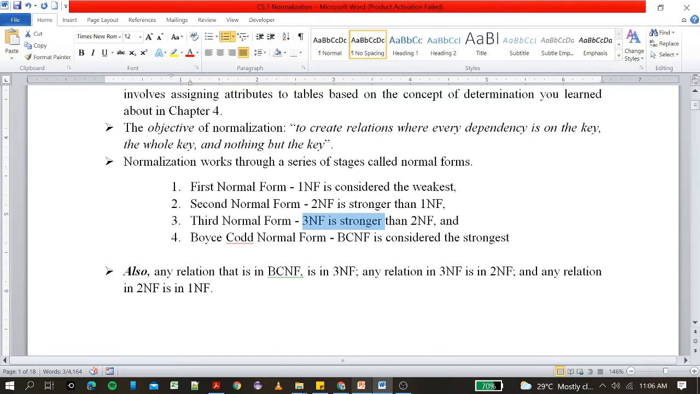Also, any relation that is in BCNF is in 3NF. So, any relation in 3NF is in 2NF and any relation in 2NF is in 1NF. So, ibig sabihin, kapag na-reach natin yung 2NF, ibig sabihin, tapos na tayo sa 1NF. No? At kung nasa 3NF na tayo, ibig sabihin, okay na yung 2NF natin. Okay?